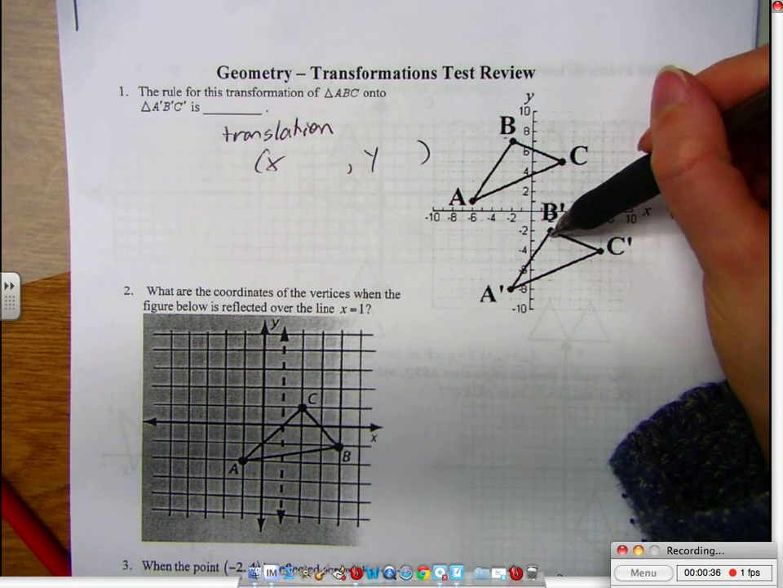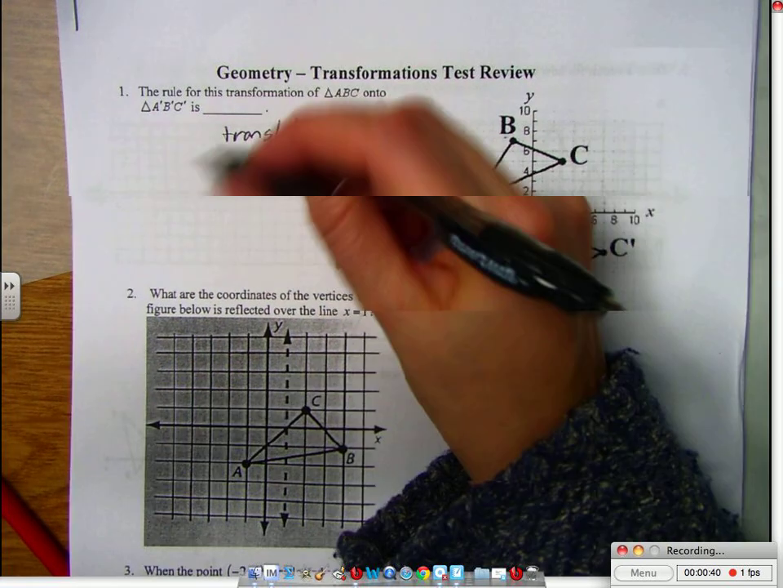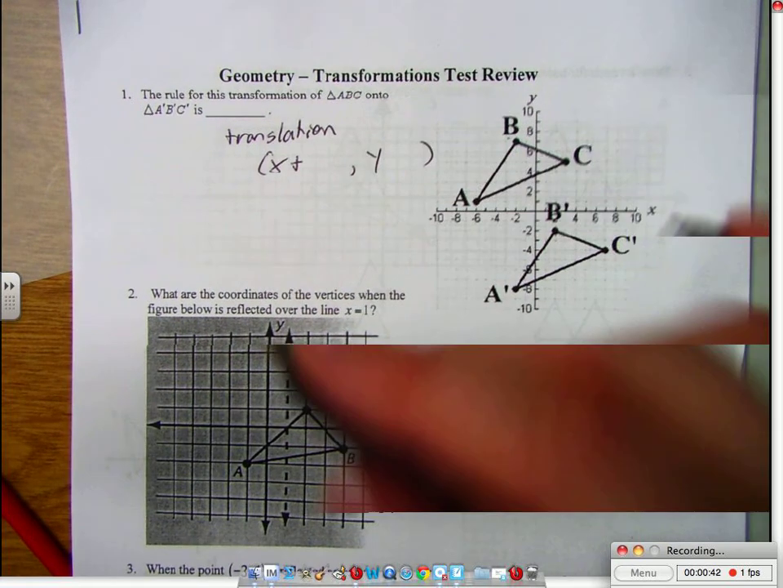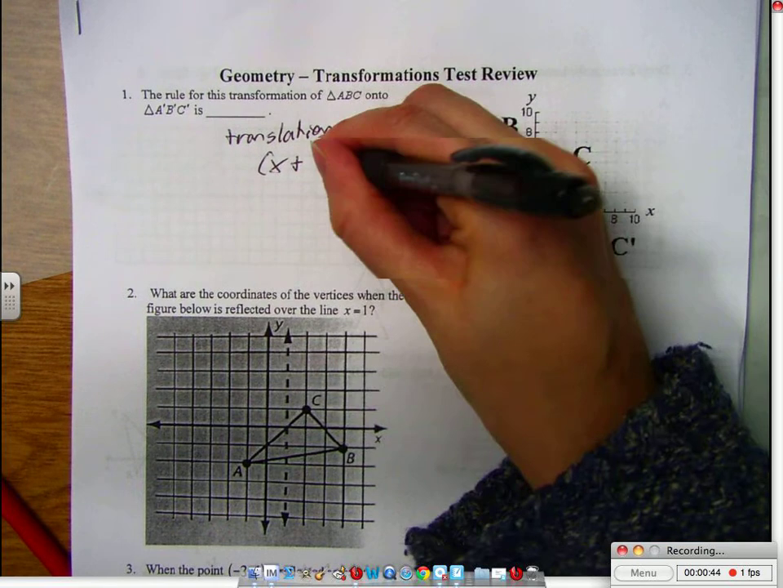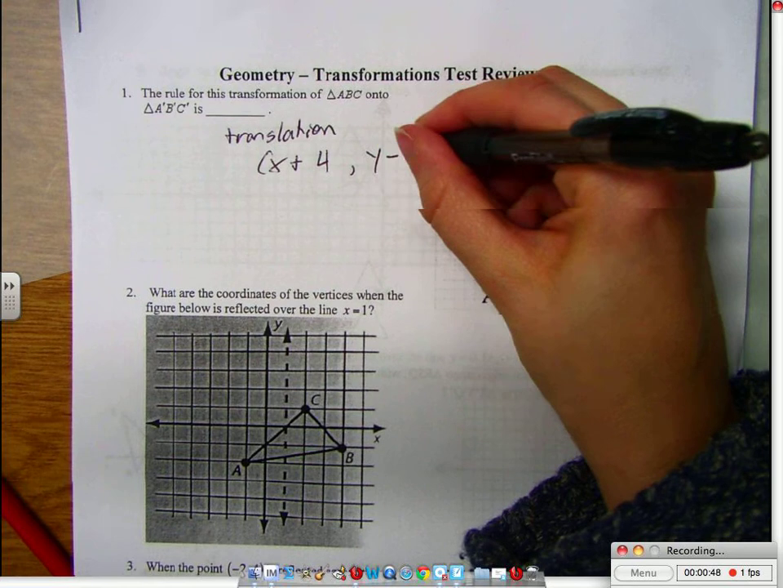B prime, I had to go to the right how much? Right means positive, and I had to go over 4. Okay? And then I went down 9, so y minus 9.